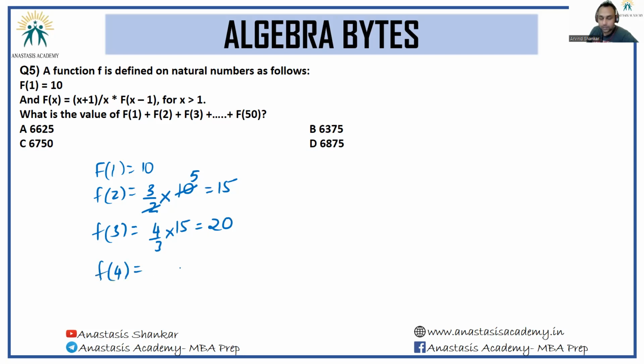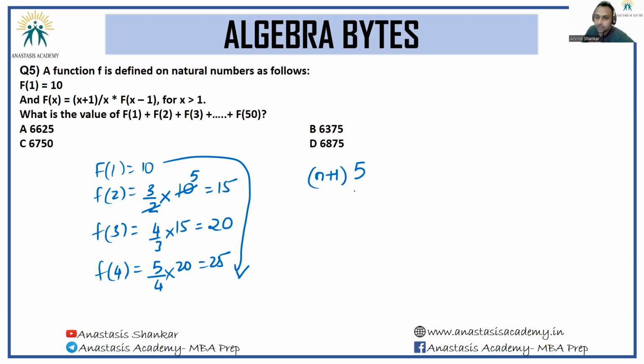f(4) would be equal to how much? 5 by 4 into 20, or it will be equal to 25. Hopefully by now you have seen this is nothing but an AP with a common difference of 5. So can I say the general term of this AP is (n plus 1) into 5. This is the general term of the AP.